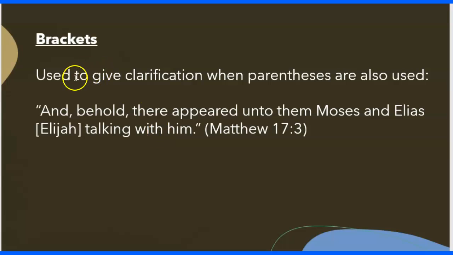And brackets are used to give clarification when parentheses are also used. So here's an example. And behold, there appeared unto them Moses and Elias, who was Elijah, talking with him. And then here parentheses are used. So knowing that I had multiple places where I was possibly using parentheses, I choose to use something else there.